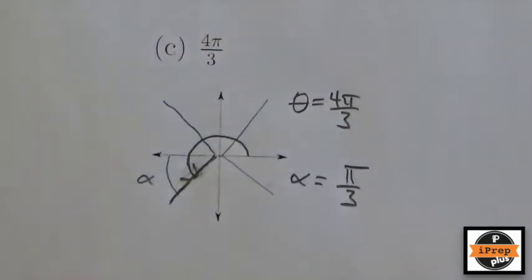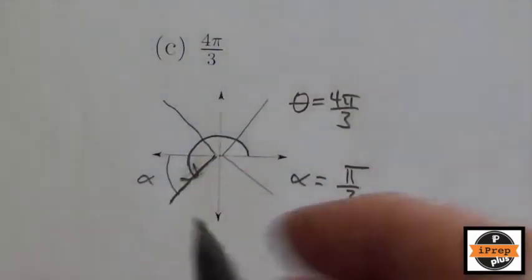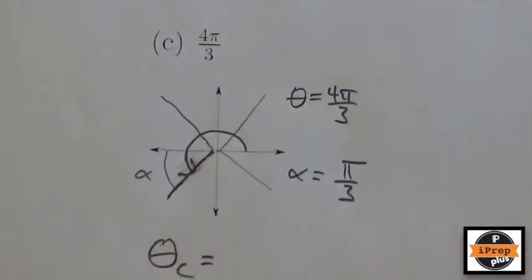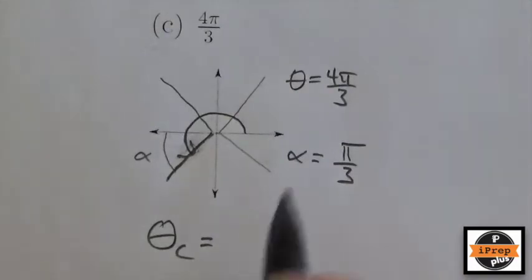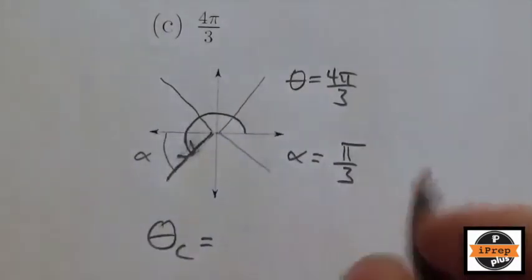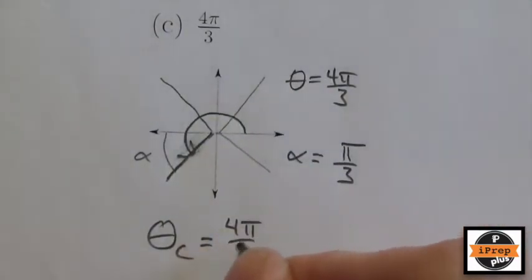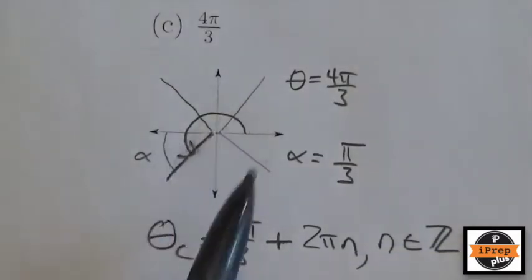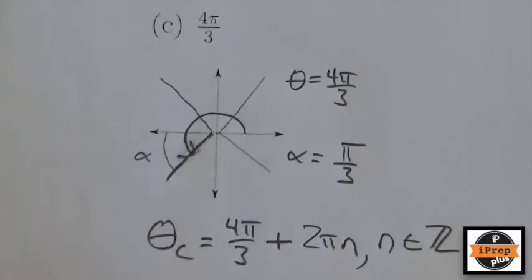Now, for coterminal angles, to write out all my coterminal angles, I'm going to start with my principal angle, which is just going to be the smallest positive angle, and that's 4 pi over 3. No reason to change that. And now instead of adding 360 this time, I'm going to add 2 pi times n. And once again, I will let n be an element of the integers, implying that I can go around and around as many times as I want, as long as I do full rotations.